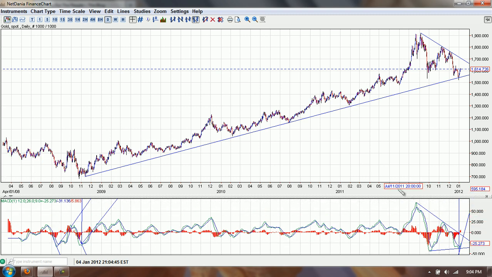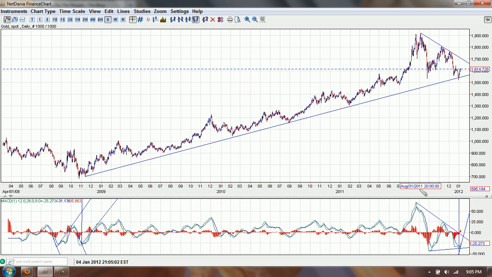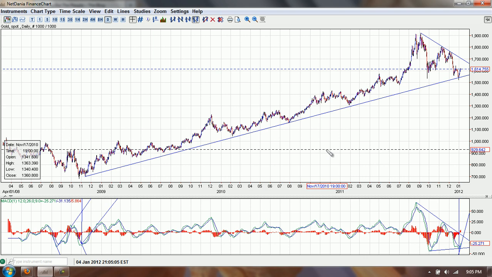This is a big formation, and unlike silver, gold has actually hit a low that was lower than the one reached in 2008. So gold is already the most oversold it's been in many, many years.